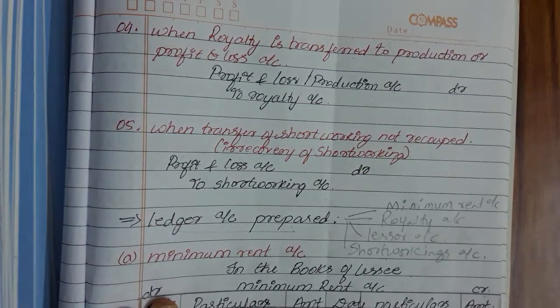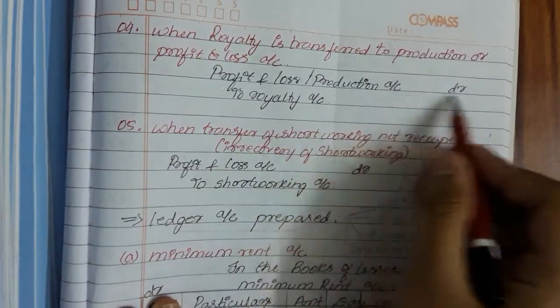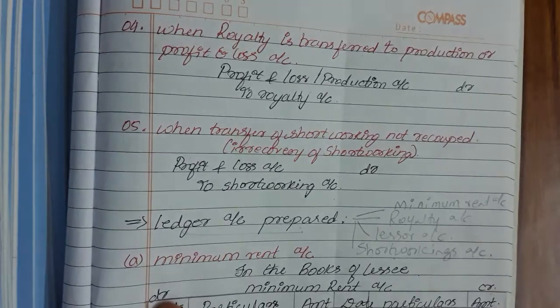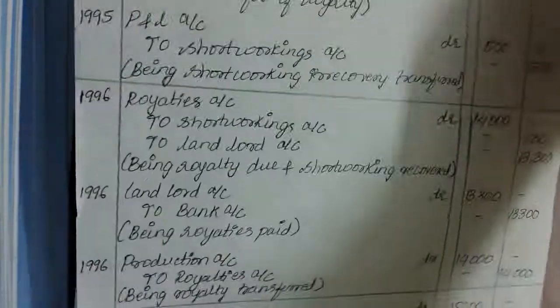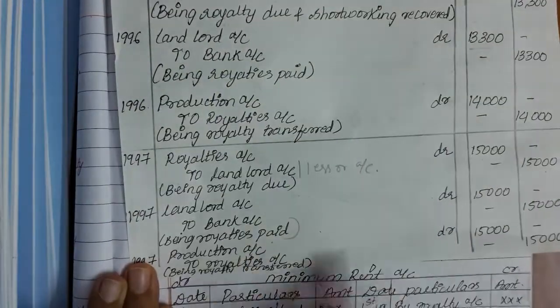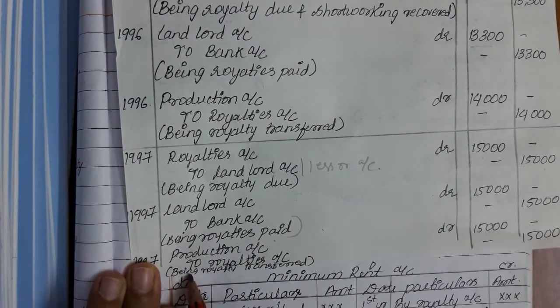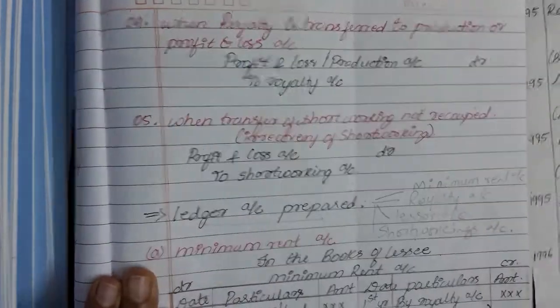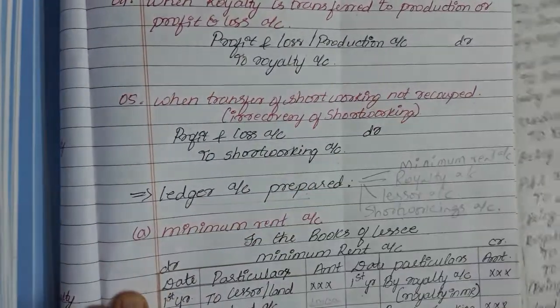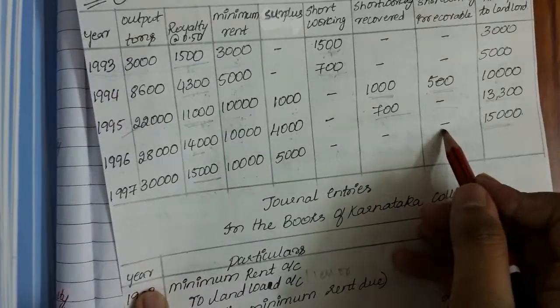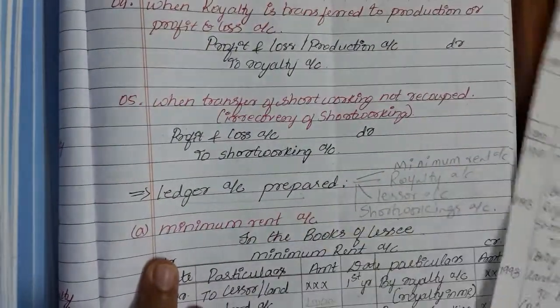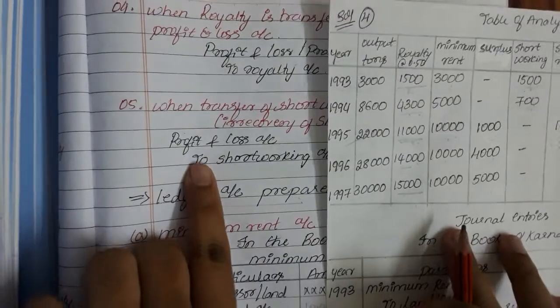The royalty you earned is transferred from the profit or loss account or production account to the royalty account. So as you can see here, production account to royalty account 1500. I have written it very small, there is no space, being royalty transferred. There is no short workings irrecoverable. Is there any short workings irrecoverable in the 5th year? No. So there is no entry for that.